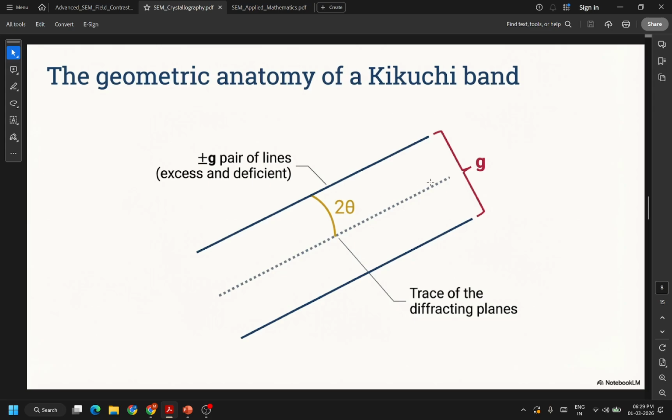The anatomy of a Kikuchi band is like so: this is your diffraction plane. If you go plus G on it, you will have an excess line. If you go minus G, you will have a deficient line. By measuring the middle of these lines, you can get your diffraction planes.